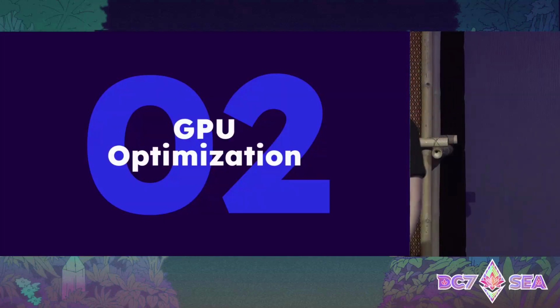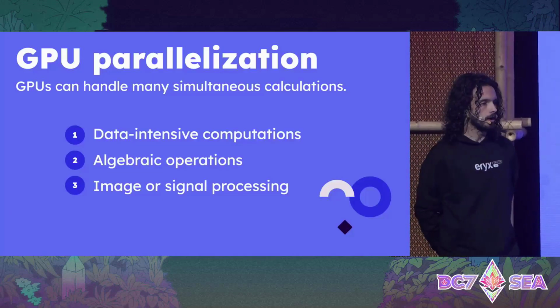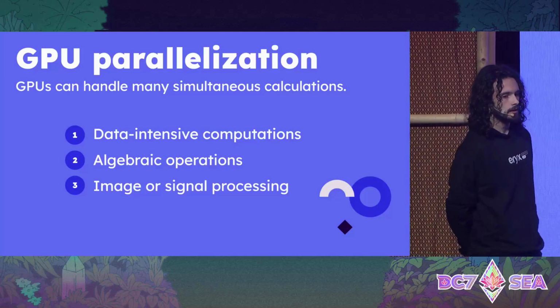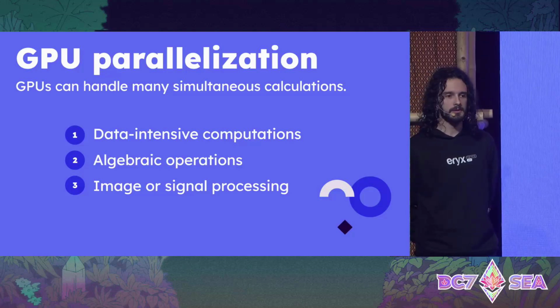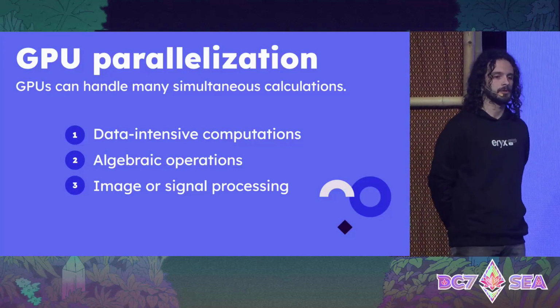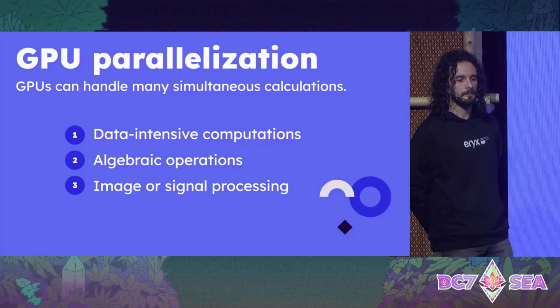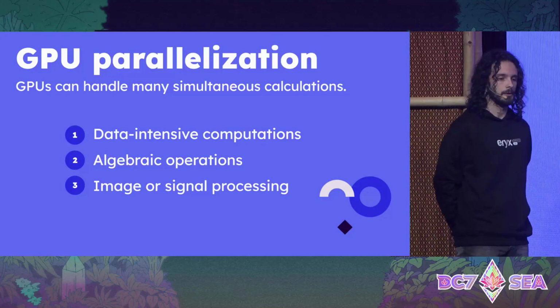All right, thanks, Daniel. So some basics on GPU optimization. To be honest, GPUs are used because they can handle many simultaneous calculations, but there are also many uses for this. So we will fall in the first two categories, which are data-intensive computations and algebraic operations. There's also the original purpose for GPUs, which is point number 3.